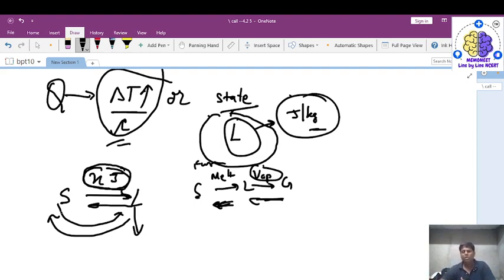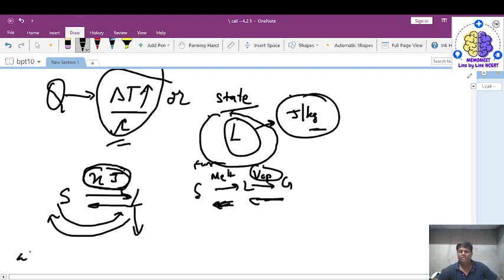So from solid to liquid is known as melting or fusion. From liquid to gas is known as vaporization. From gas to liquid is known as condensation, and from liquid to solid is known as freezing or solidification, right? So latent heat comes into the picture when the state is changing.